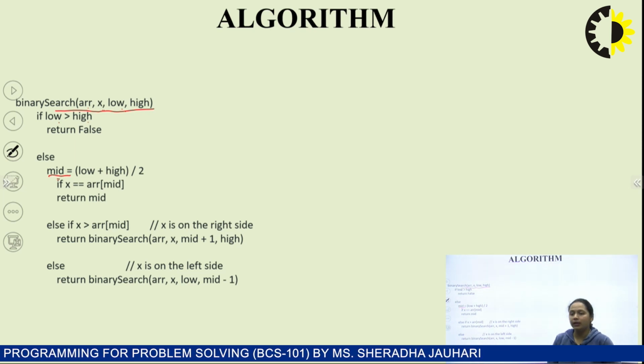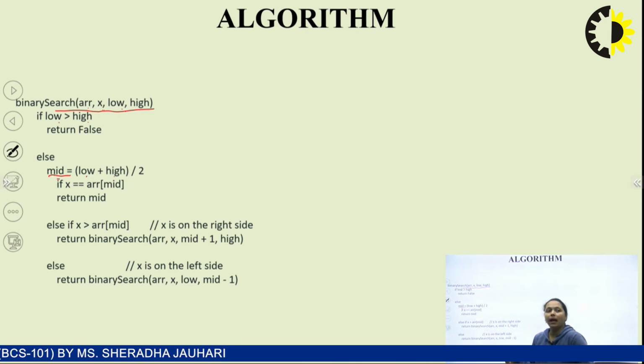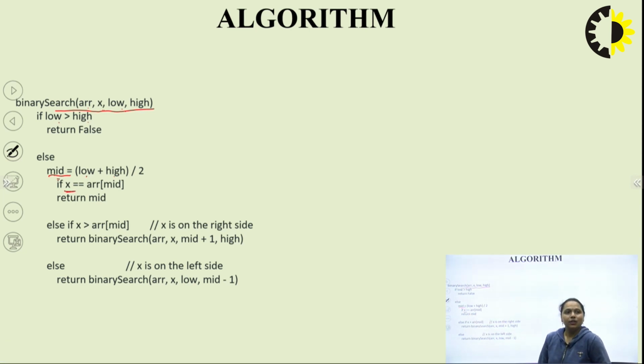And what is the formula for the middle element? It is low plus high, that is lower bound plus upper bound divided by 2. Now this middle element is being compared with the required element. Required element is what? X. So each and every time middle element is only compared with the required element. If search is successful, it will return the mid. Otherwise, it is being compared whether the required element, that is X, is greater than the middle element or smaller than the middle element.